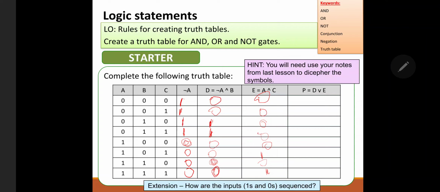The rule of AND states that both have to be true. What's the rule of OR? The rule of OR states that at least one has to be true.